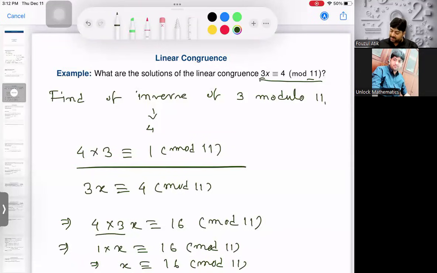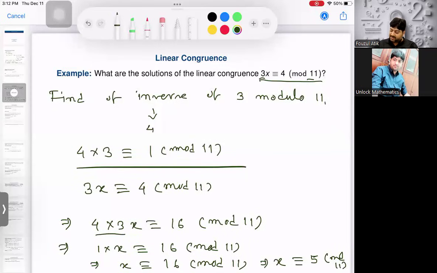Right? X is congruent, but 16 is more than 11. So I can certainly write it as x is congruent to 16. You can just make it 11 into 1 plus 5. So 16 is 5 modulo 11. We are done, right? Because 16 mod 11, I can write it as 5 mod 11. It is the remainder. So x is congruent to 5 mod 11. So we got a solution of it.